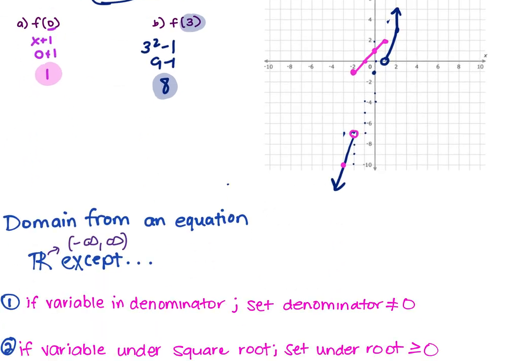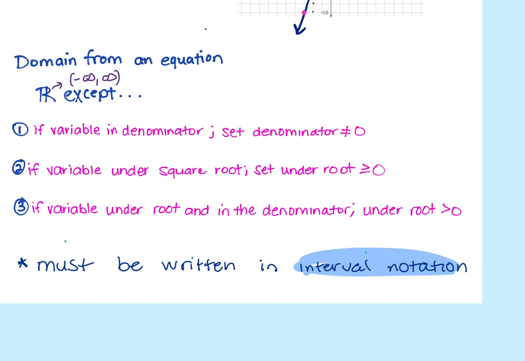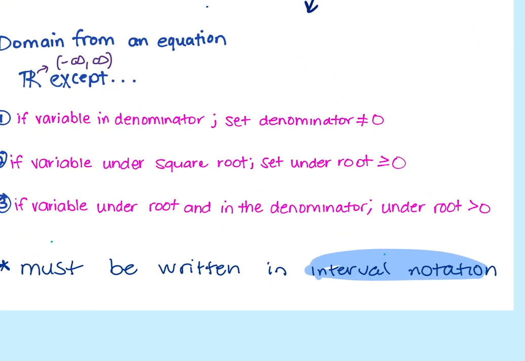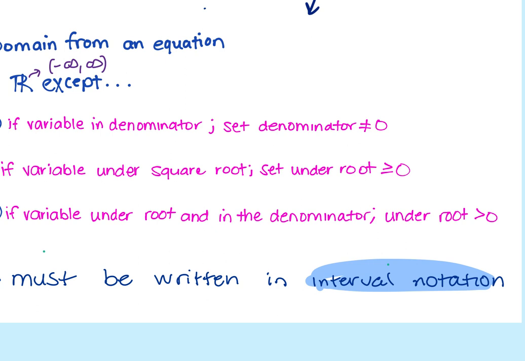See? Okay, then came domain from an equation, which we've practiced a lot since then. All right, so the domain, we've done a lot of practice with this, so hopefully you're okay with this, but from an equation, it is all real numbers, that's what that R means, or negative infinity to positive infinity, except if the variable's in the denominator, we set it not equal to 0. Under the square root, set it greater than or equal to 0. Under the root, in the denominator, it's greater than 0, and you're going to write it in interval notation. Remember, if 2 restrictions occur, you have to find where the overlap is. So if there's more than one restriction in your function, you can only keep where it overlaps, where they would both be true.